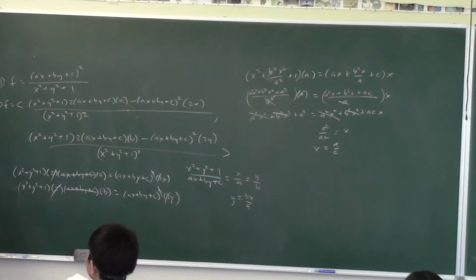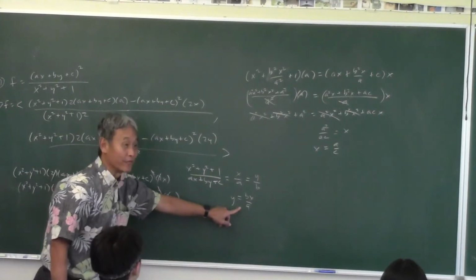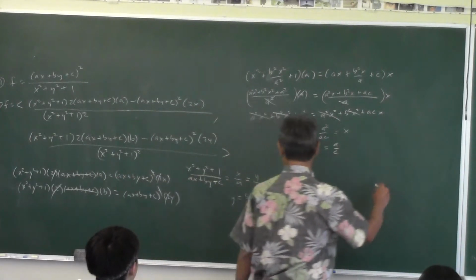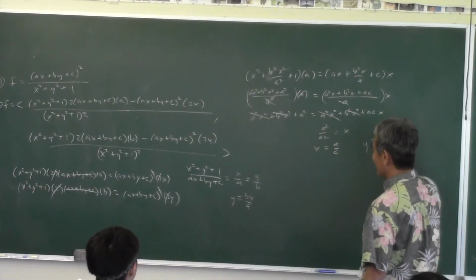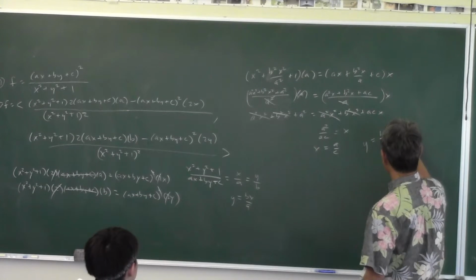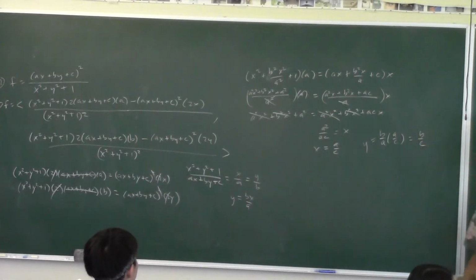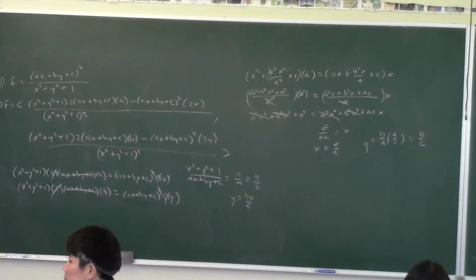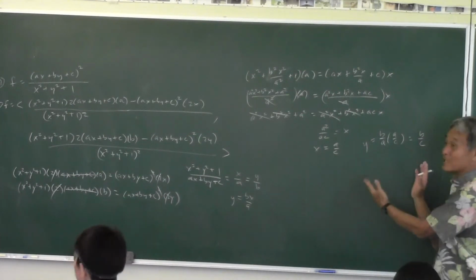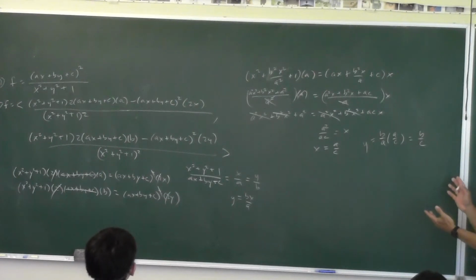Okay. Now what? And then you plug it back into here to figure out y. Y equals b over a times x. Y is b over c. And this is the stationary point right here. This is the stationary point.